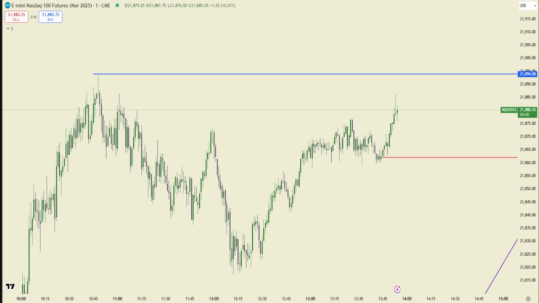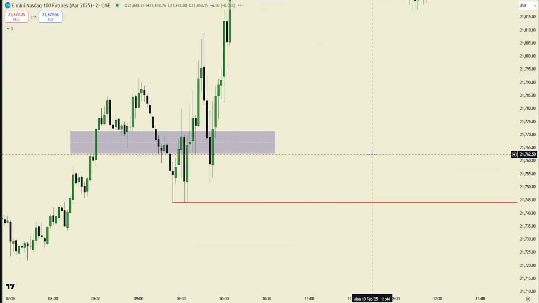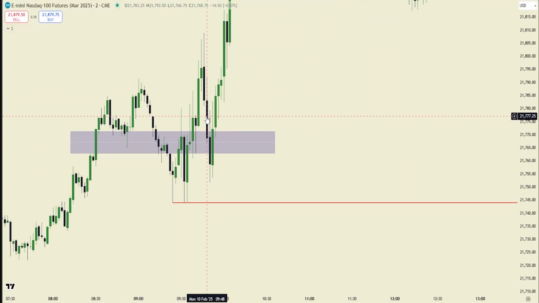Are there any actually good setups today? The 2 minute short down to the equal lows ended up being a break even trade. That's about it.